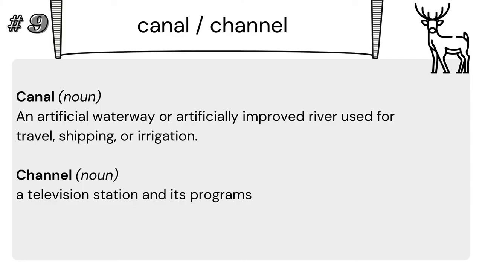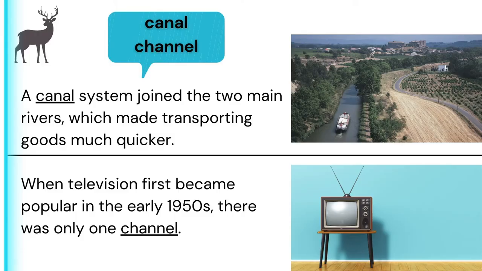Number 9, canal, channel. A canal is kind of like a river, but it's built by humans and is used for travel, shipping, or irrigation. A channel is when you're watching TV. You go to channel 29, channel 28, a TV channel. Some examples. A canal system joined the two main rivers, which made transporting goods much quicker. When television first became popular in the early 1950s, there was only one channel.